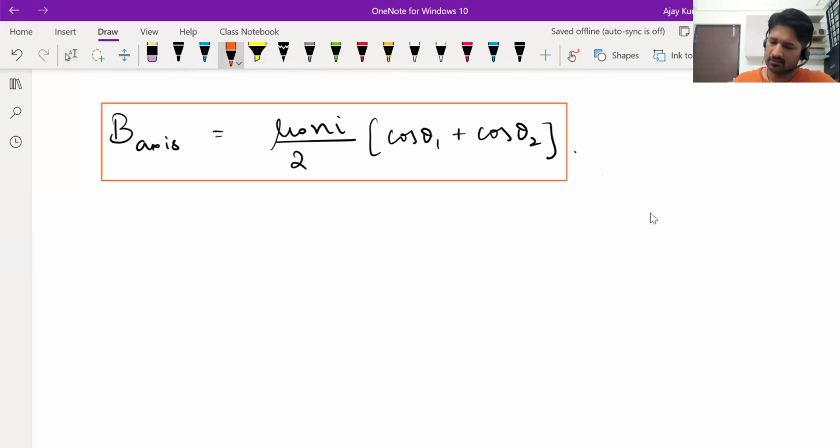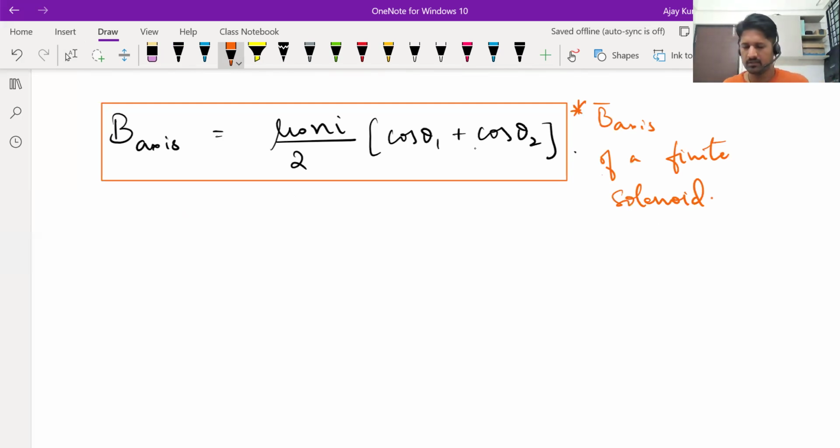So this is for the magnetic field on the axis of a finite solenoid. And see, finite solenoid is for JEE Advanced. In Mains, they don't ask about finite solenoid. Now, let us discuss some cases of this.